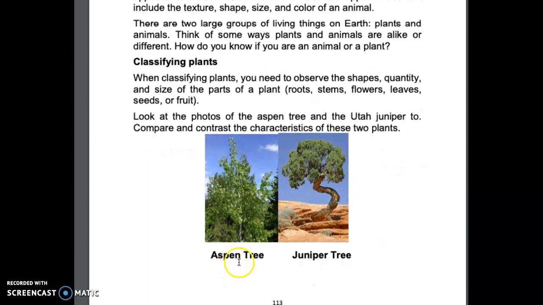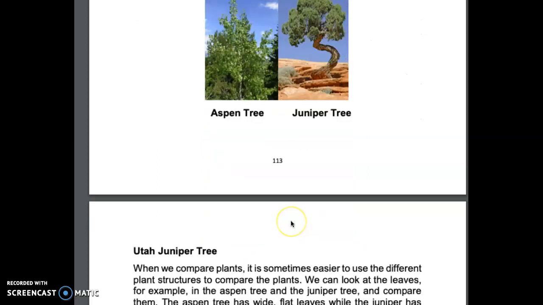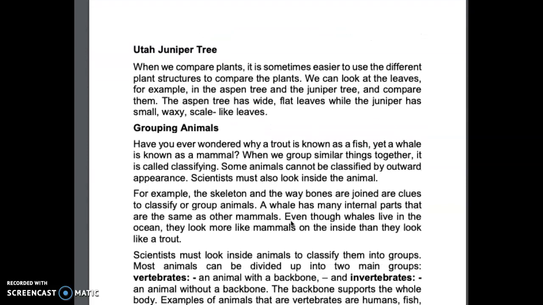Okay, so we have the aspen tree and the juniper tree. Look how they're the same and how they're different. Utah juniper tree. When we compare plants, it is sometimes easier to use the different plant structures to compare the plants. We can look at the leaves, for example, in the aspen tree and the juniper tree and compare them. The aspen tree has wide, flat leaves, while the juniper has small, waxy, scale-like leaves.